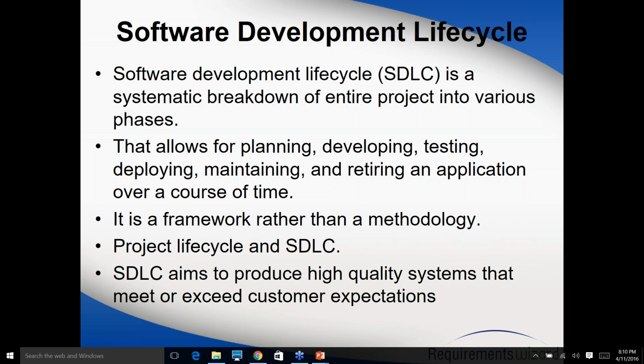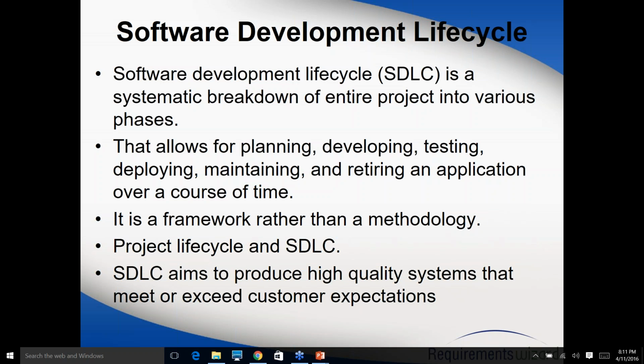So as it says here, SDLC is a systematic breakdown of the entire project into various phases. When you take this big project, the project is to build a system. As I said in the previous session, whenever the client hires you to build a system, it is done through a project. You initiate a project, you hire a team of experts who will be working on building this system, and finally they deploy it. They give it to the person who requested it.